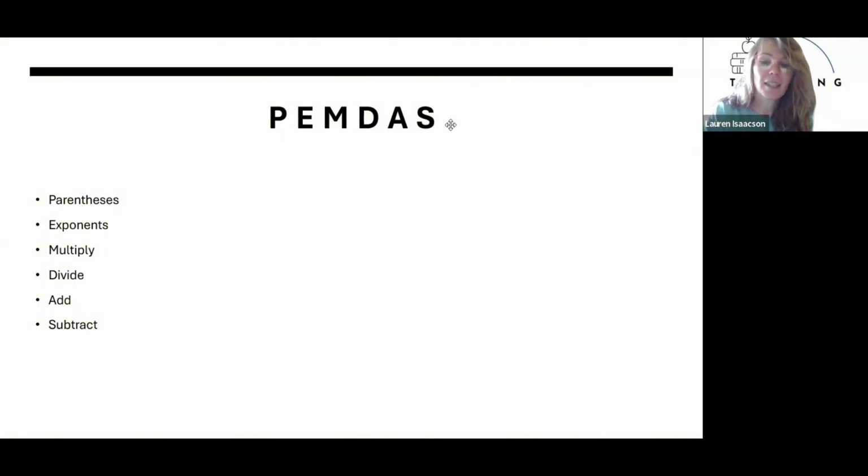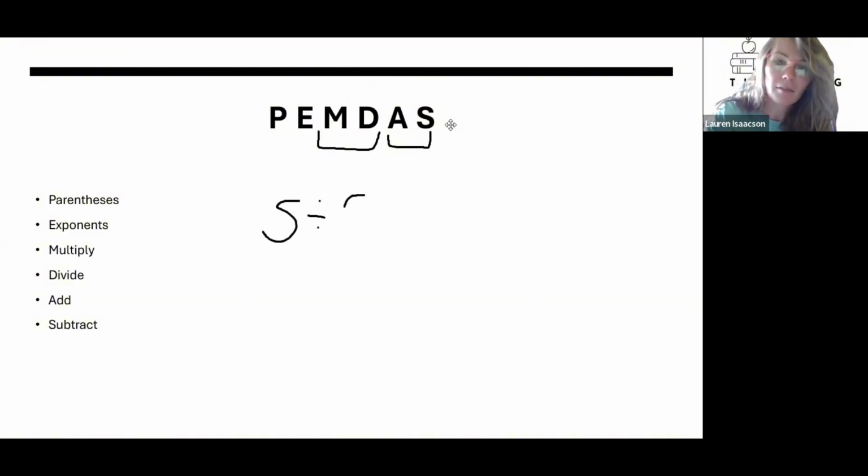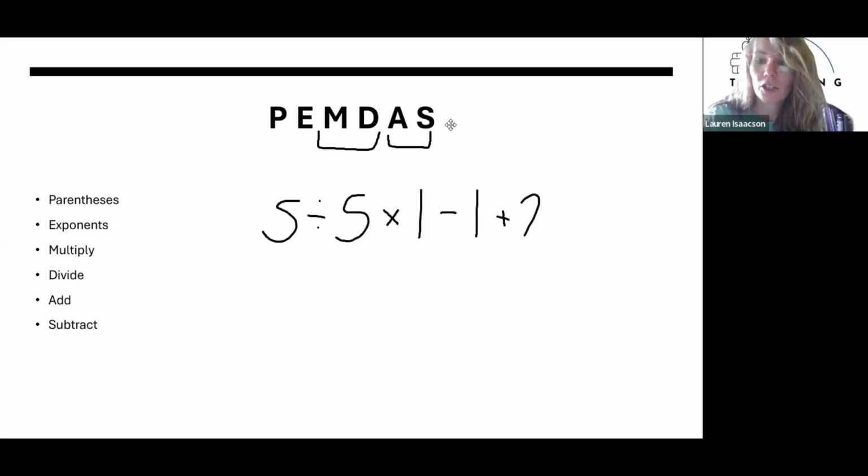Now, this is very important that when you are doing these, you work left to right and you're going to multiply or divide, so whichever one comes first. So if dividing comes first and you're working your problem left to right, then you're going to divide first. But if multiplying comes first, then you're going to multiply. And then the same thing goes for adding and subtracting, left to right. So if your problem is 5 divided by 5 times 1 minus 1 plus 2.